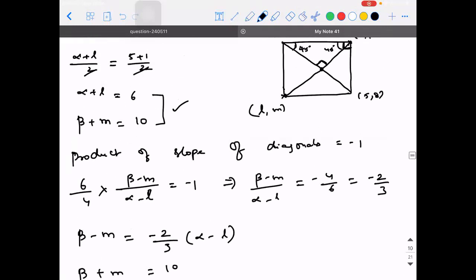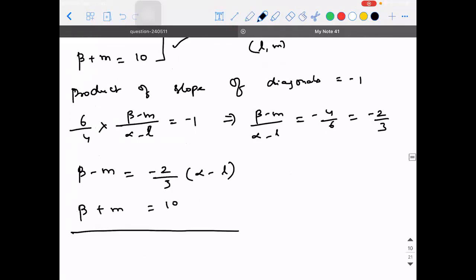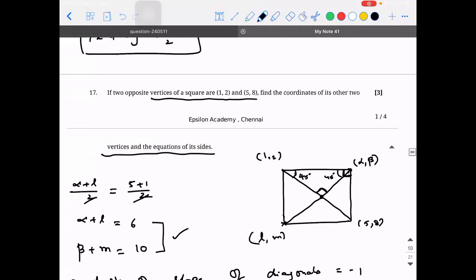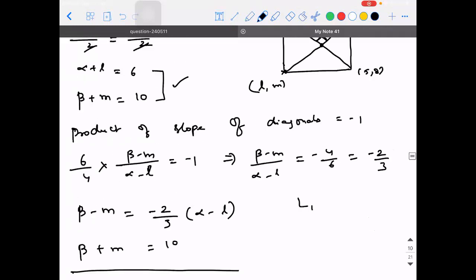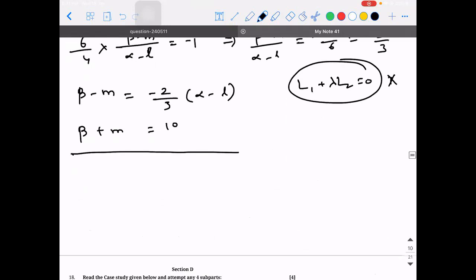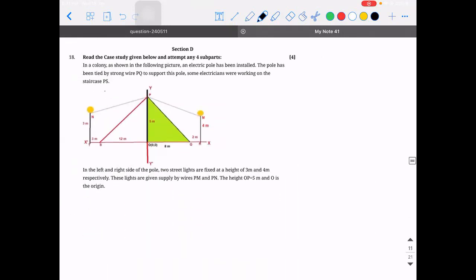Actually, there are many ways to solve this, but that is not there in your syllabus. I'll explain this problem later. Actually, there is a formula like this, L1 plus lambda L2 is equal to 0, but this is not there in your syllabus, so I can't explain this. Okay. So this problem can be ignored. This will not come for your CBSE at least. Let's move on to the next one.